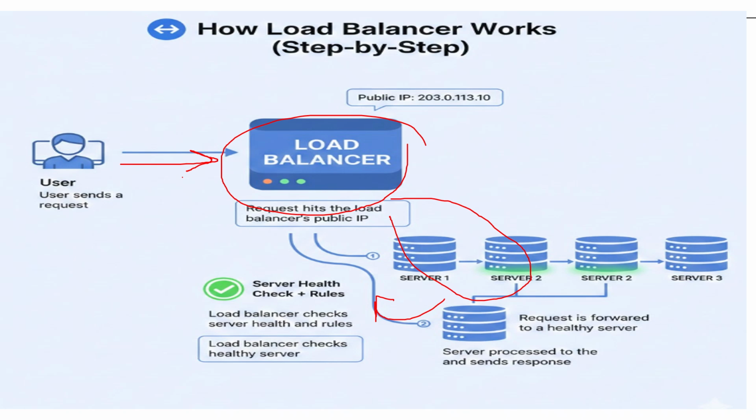There is one more term here, public IP address and private IP address. Users do not connect directly to the web servers. They connect to the public IP address of the load balancer. Behind the load balancer, the web servers use private IP addresses. Private IP addresses are reachable only inside the internal network. They are not accessible from the internet. The load balancer communicates with the web servers using these private IP addresses. This design improves security and protects backend servers from direct attacks.